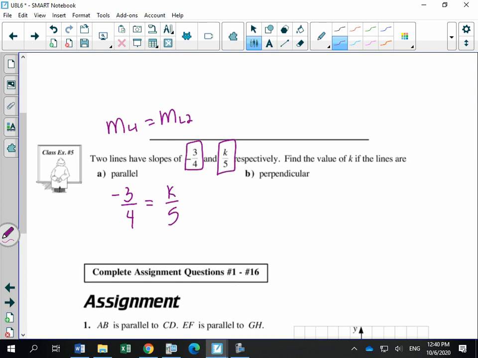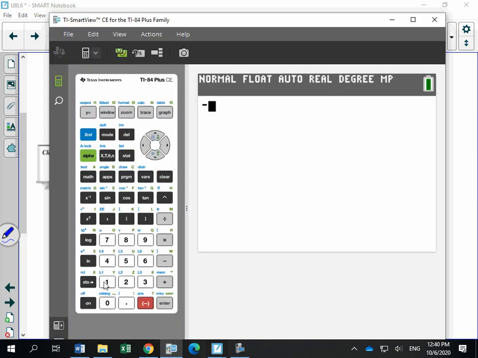Then what we're going to do is just cross multiply. So we would say, okay, -3 times 5 is -15, and that is equal to 4 times k, which is 4k. From here, we need to isolate k. So get rid of that 4, divide this side by 4 and this side by 4, and k is equal to -15/4. So on your calculators, type in -15 divided by 4, and that is -3.75.